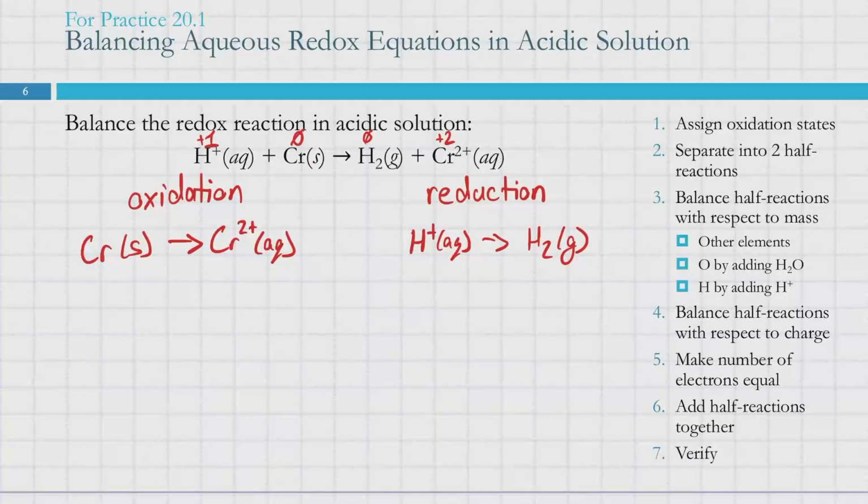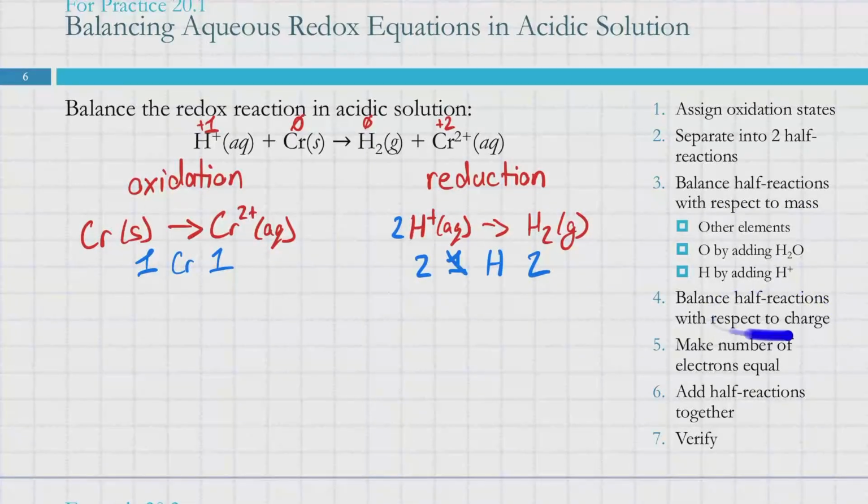Our next step is that we need to balance the half reactions with respect to mass. For chromium, it's already balanced. We've got one chromium on the left, one chromium on the right, so there's nothing to do there. For our reduction half reaction, for hydrogen, we've got one on the left, two on the right. To get those to balance, we need a 2 in front of our hydrogen ion on the left, and now they're balanced. So that's balanced with respect to mass.